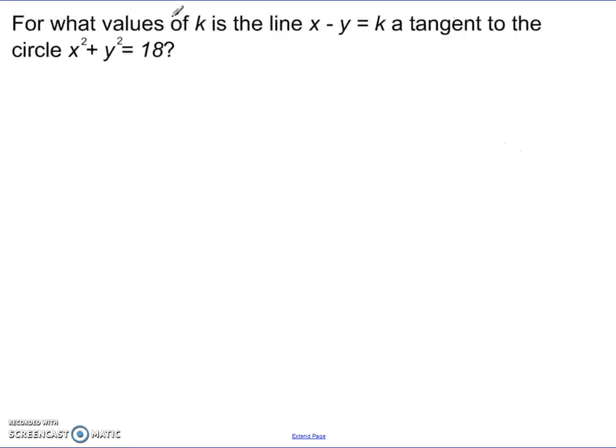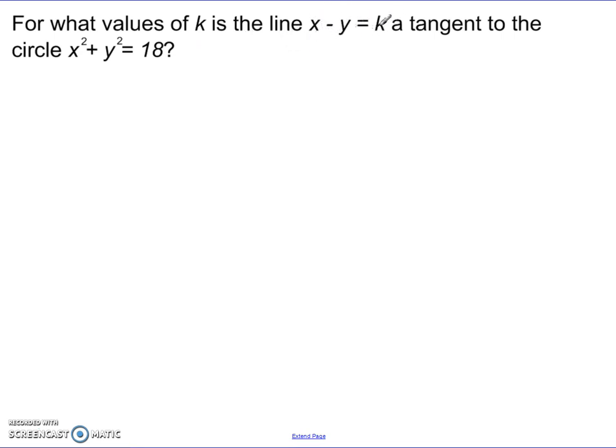Final question: for what values of k is the line x minus y equals k a tangent to the circle x squared plus y squared equals 18? Now remember, for a tangent, there's one root. There's one point where it can touch, so that's what we have to take. And it's still the same set of steps.